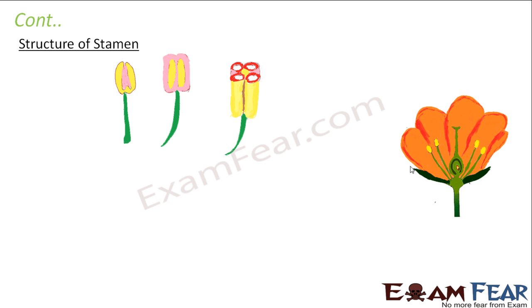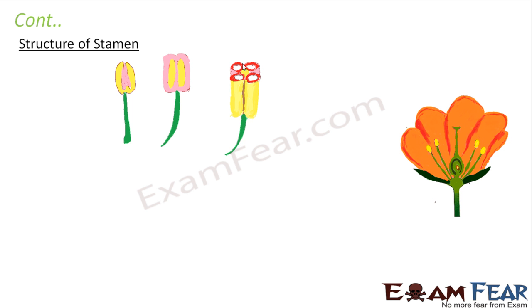So if you look at the structure of a stamen very closely, this is how it will look. This is the front view, this is the back view, and this is the cross-sectional view of a stamen. So this part is stamen. Now the stamen has 4 lobes here. Here you can see the 4 lobes.